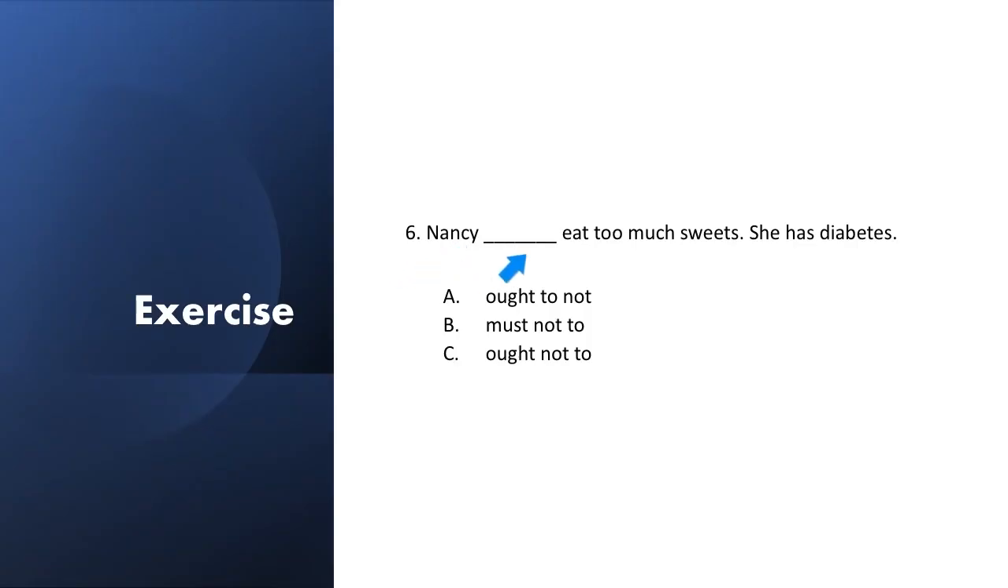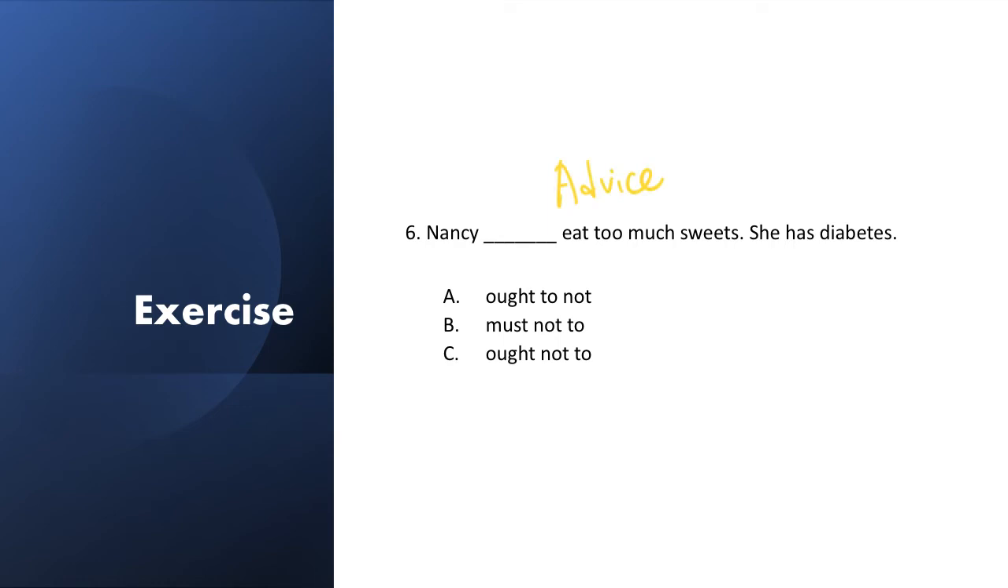Question 6. Nancy something eat too much sweets. She has diabetes. So diabetes is a disease where you have too much sugar in your blood. So if you have too much sugar in your blood and your body is unable to change that sugar into something else, then you have diabetes. Therefore, Nancy is actually not supposed to eat too much sweets. So I would say this is an advice for Nancy to follow. So which of the following options would be the best to fit into the blank?